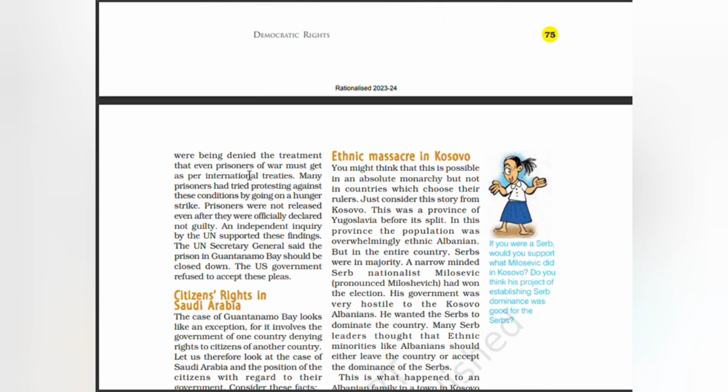They were being denied the treatment that even prisoners of war must get as per international treaties. Many prisoners tried protesting against these conditions by going on a hunger strike. Prisoners were not released even after they were officially declared not guilty. An independent inquiry by the UN supported these findings. The UN Secretary General said the prison in Guantanamo Bay should be closed down. The US government refused to accept this plea.